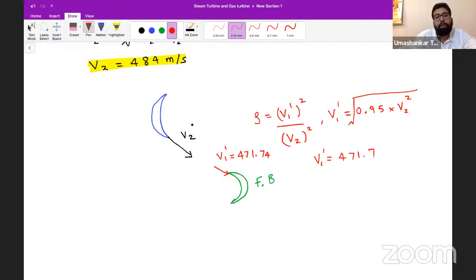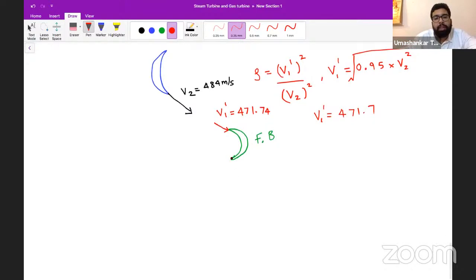Okay. So the velocity leaving the moving blade, the previous set of blade, is at 484, and it is reaching the next blade at 471.74. Now we must follow the path of the steam. And this steam will leave the fixed blade at, let's say, the velocity of v2 dash, because we are calling the exit with 2 and entry with 1 subscript. That is why I am using v2 dash. You can use other notation also, no problem in that.